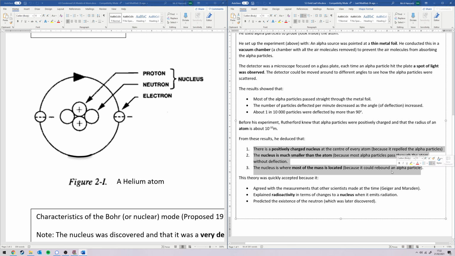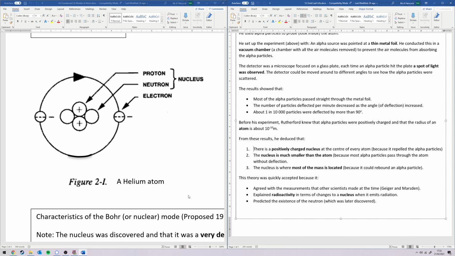Okay, so from this observation of most of the alpha particles passing straight through the metal foil, he could say that most of the atom is empty space. Okay, because some particles deflected, he could say that the nucleus is positively charged. And because about 1 in 10,000 particles were bounced back, he could say that the nucleus is very, very small and dense. Okay, so I'm going to renumber these so that they're in the right order, so you can see how they directly link to each other. So that is what you need to know.